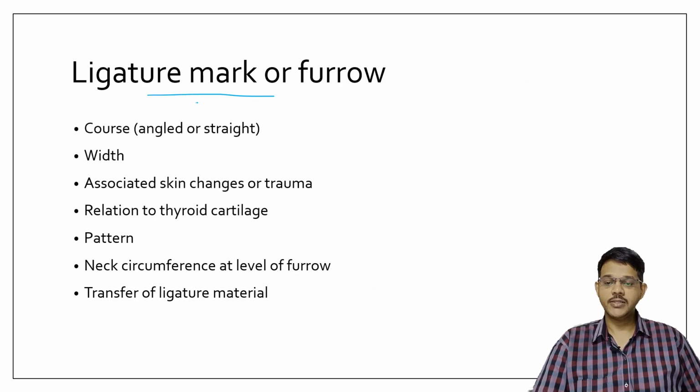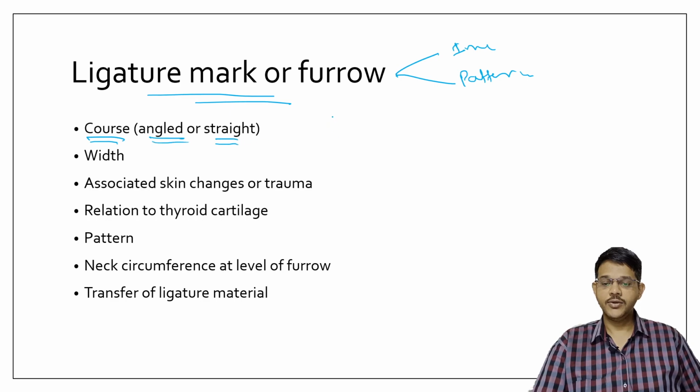Then examination of ligature mark or furrow. So ligature mark is usually left because it is a form of imprint contusion or imprint abrasion. So here the pattern of the ligature will be left on the skin, which leads to ligature mark or furrow. The ligature mark has to be examined for course, whether it is angled or straight. Angled is usually seen in hanging, where it will be angled in upward fashion, and it usually becomes straight in partial hanging, or in case of strangulation it completely becomes straight.